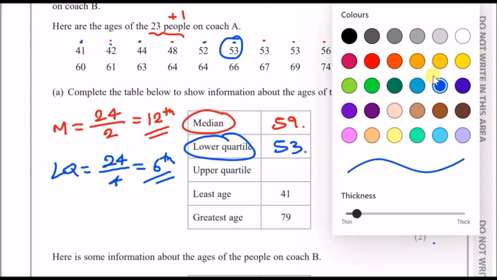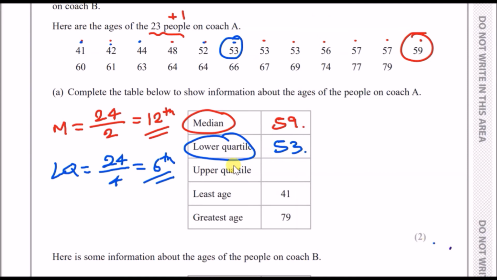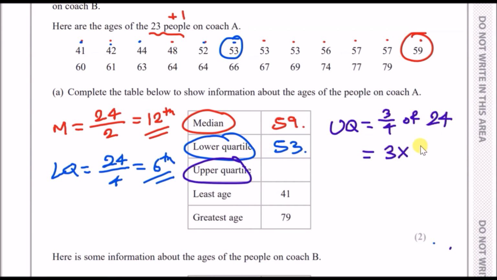Now for the upper quartile, it's more or less the same as the lower quartile. In this case, you find the first quarter, but you times it by 3. Because the upper quartile is the third quartile, 24. Well, 3 quarters of 24 is just 6 times 3, which is 18. That's it. So we're looking for the 18th person. Now, once again, you just count all the way.